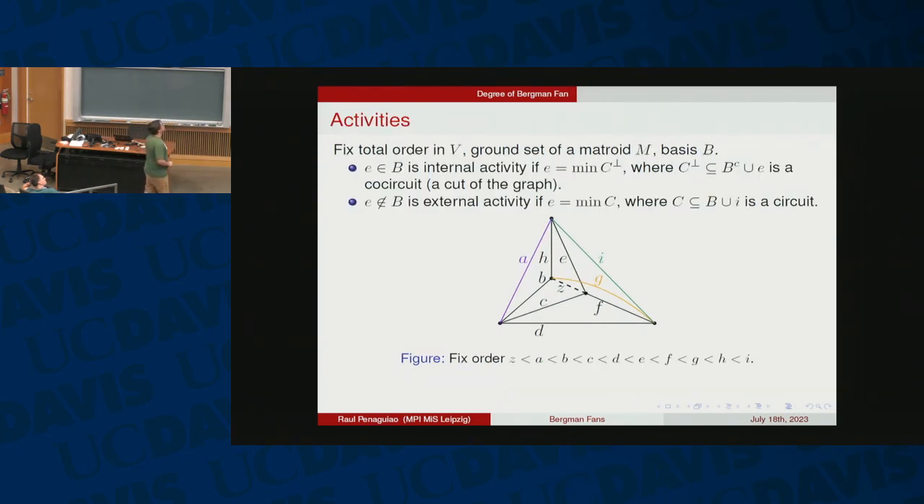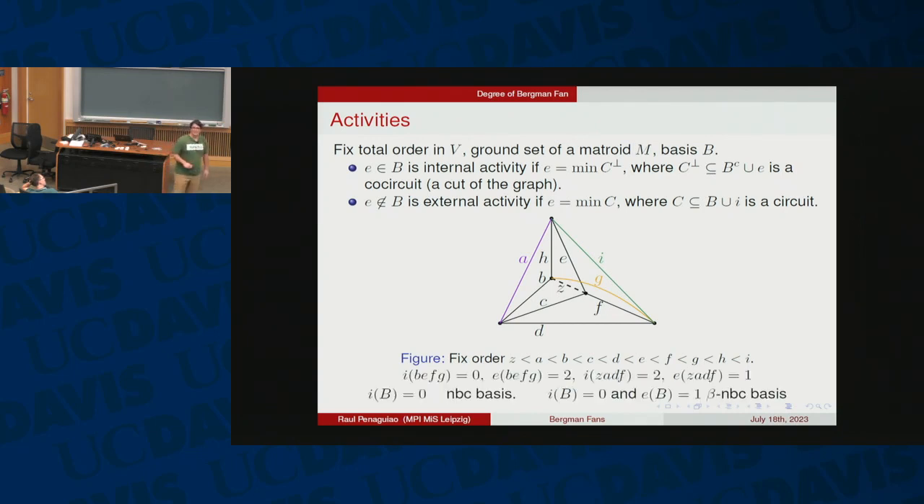OK. I wanted to tell you about activities. So I made a slide for that, but actually there was just enough time to mention activities. So I'll just mention them. If you have matroids, to each basis you can assign 2 numbers. You first have to order the elements of your basis. But then you can assign 2 numbers, internal activities and external activities.